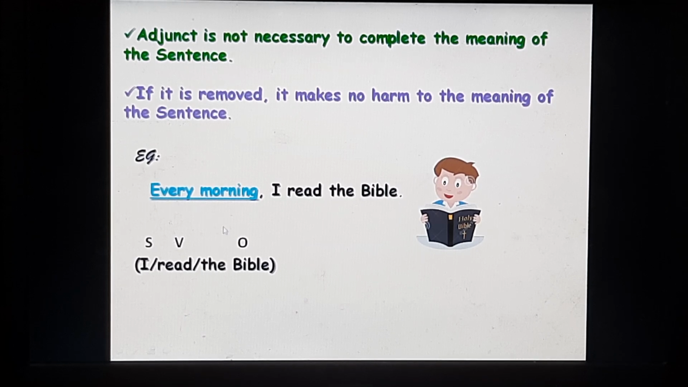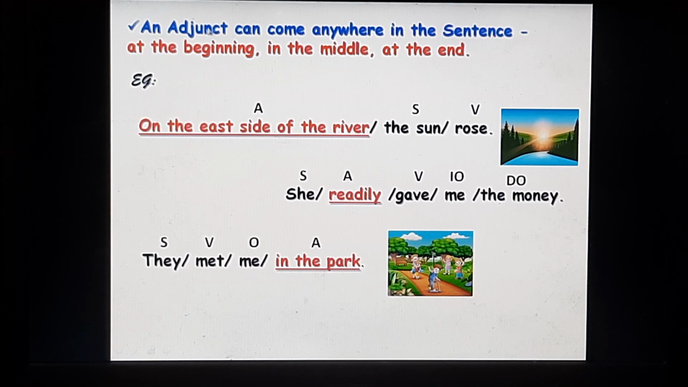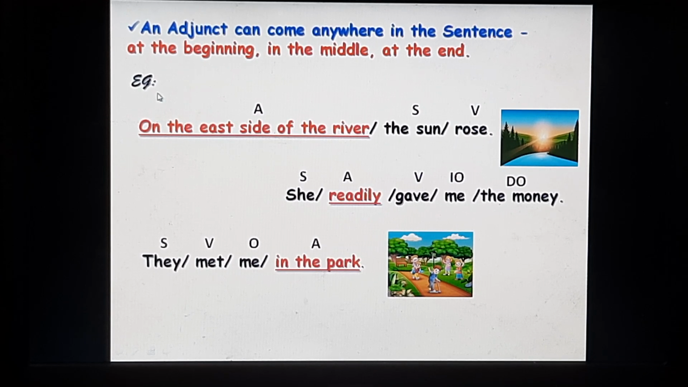Example, every morning I read the Bible. Now, every morning is your adjunct, and if you remove it, your sentence would be I read the Bible, which is complete in itself. An adjunct can come anywhere in the sentence, at the beginning, in the middle, or at the end. Let's see the examples.